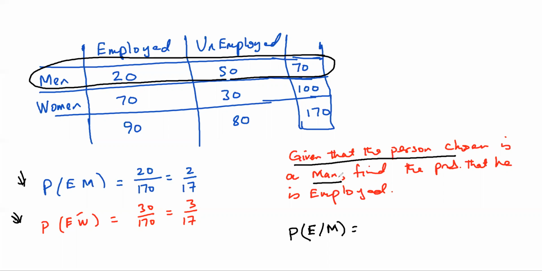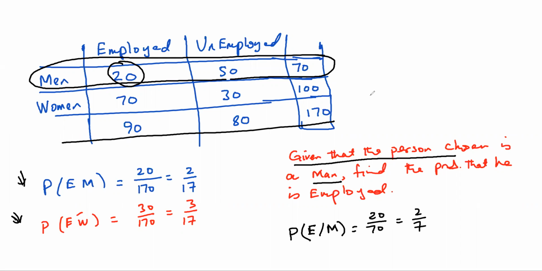बेटा जल्दी बताओ. नहीं सर. No, sir. We're going to limit our population from 170 to only these 70 men over here. And now from these 70 men, we know that 20 of them are employed. So this would be 20 over 70. So that would be 2 over 7.